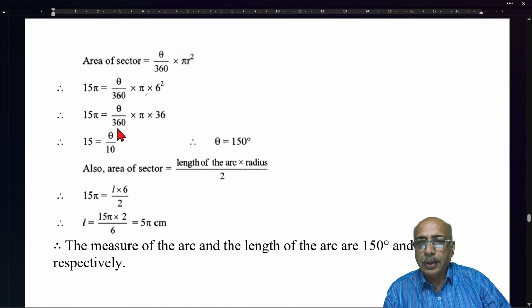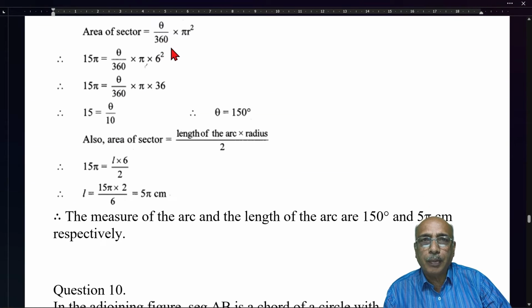Solution. Area of sector equals theta upon 360 into pi r square. Area of sector is given, 15 pi. Substitute the other values here. Here pi will get cancelled. What is left is 15 equals theta upon 360 into 36. 36 ones are 36, so 360 divided by 36 is 10. So 15 equals theta upon 10. Therefore theta equals, cross multiply, 150 degree.